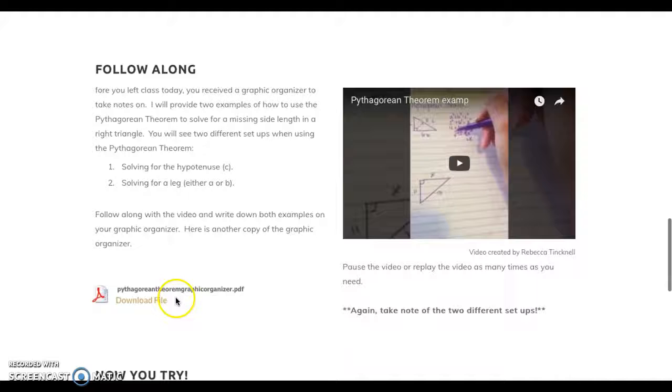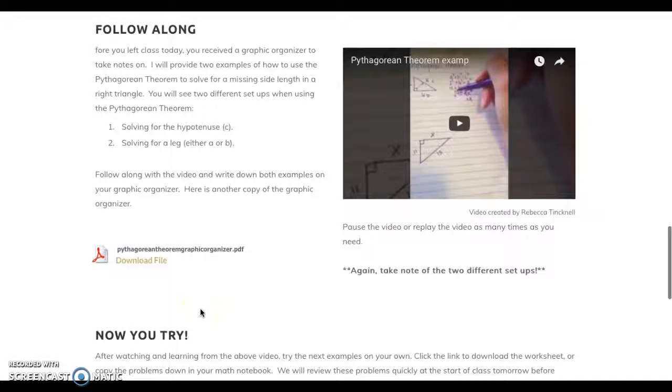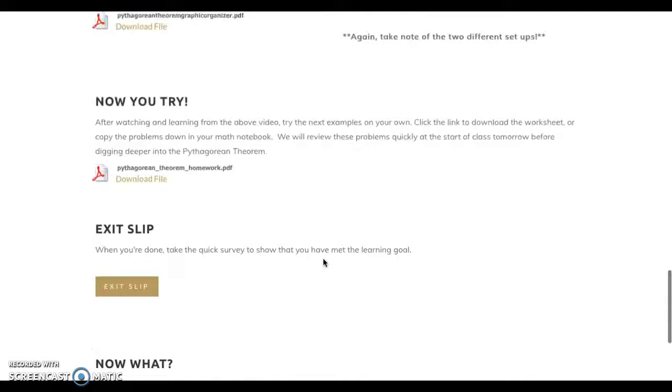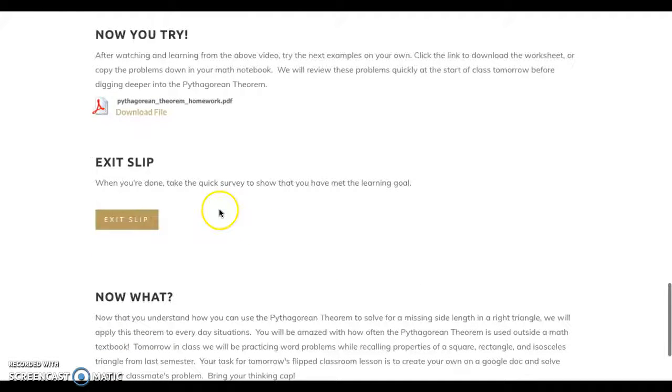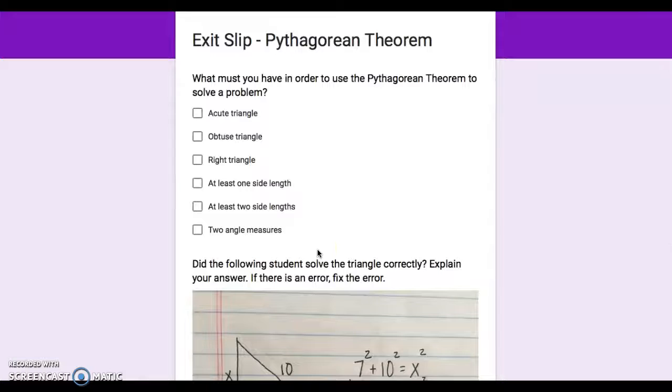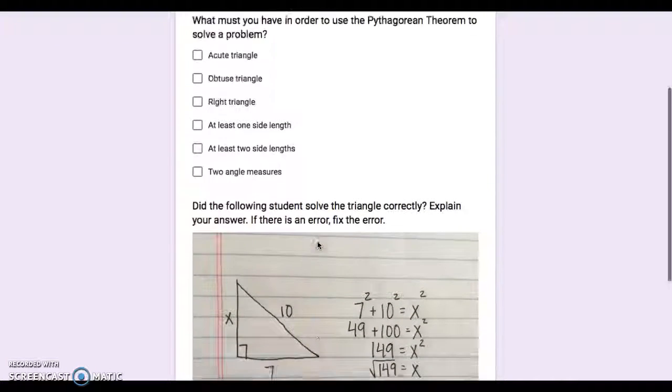You received the graphic organizer in class before this lesson, but if you ever need another worksheet or another copy, you are able to download the file here. The nice thing about a flipped classroom is that you are able to pause or replay the videos as many times as you need in order to get an understanding. So please make sure you take advantage of that. Lastly, you always have an exit slip for each lesson, in the form of a Google form. All you need to do is click these, answer a few questions so that I know you have met the learning goal for the day.